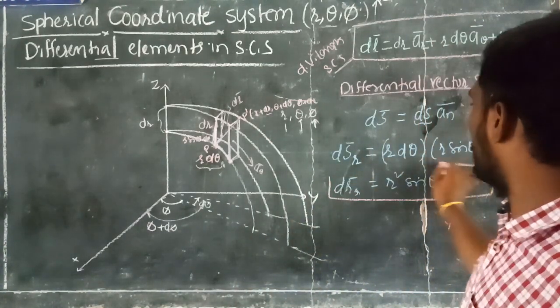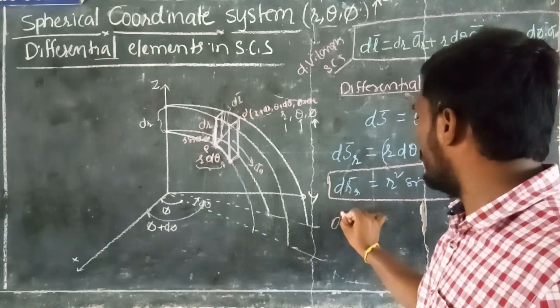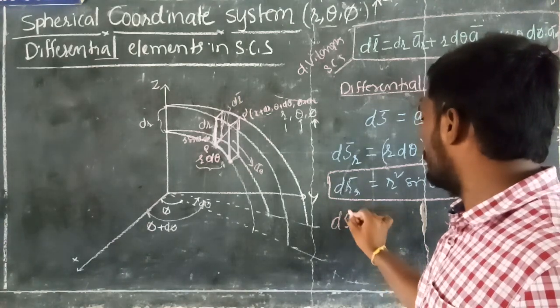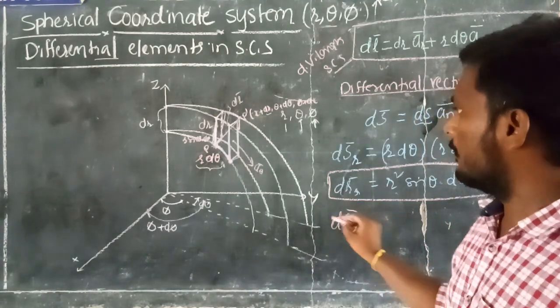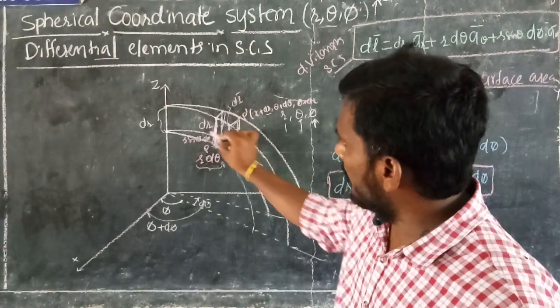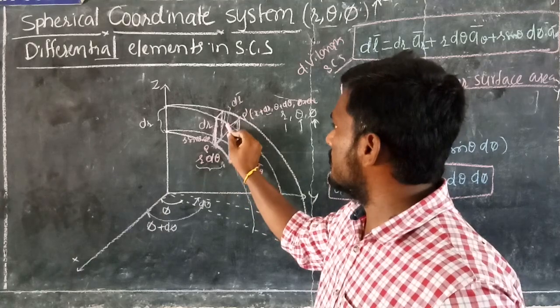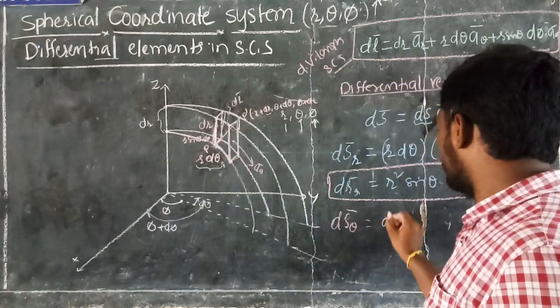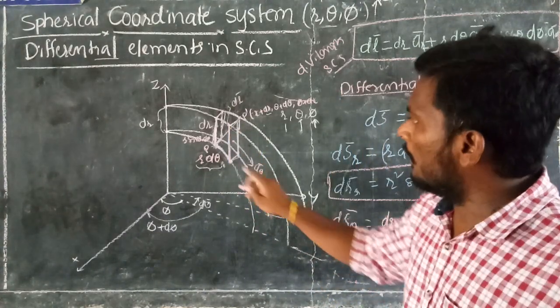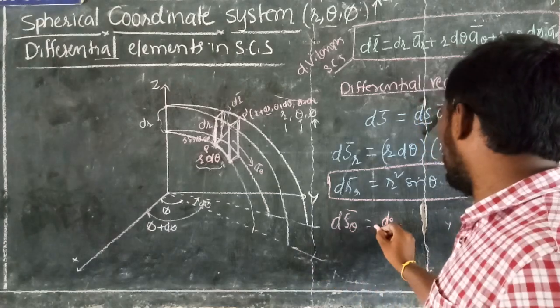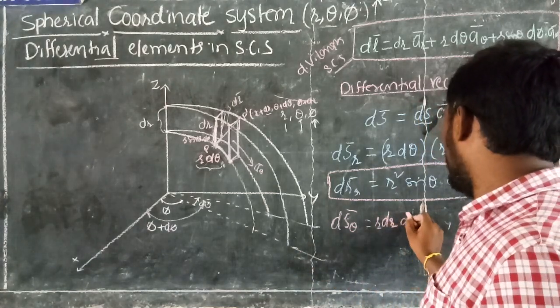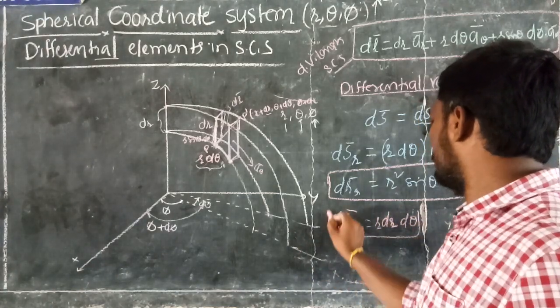Similarly, tell me the differential surface area which is in the direction of a_theta bar, the left and right surfaces. What is this length? It is dr. And what about this? r d theta. That means r dr d theta.